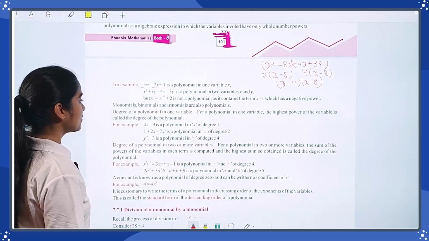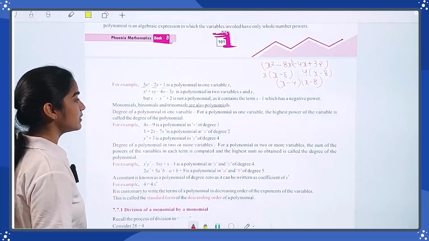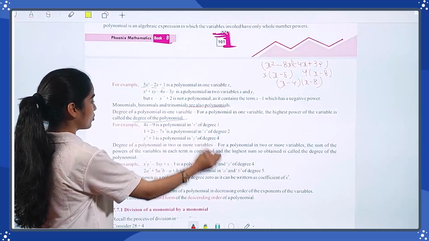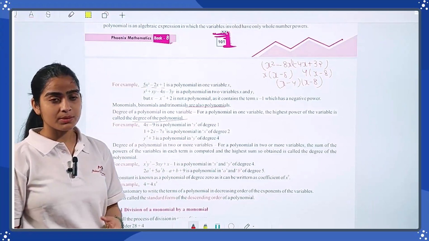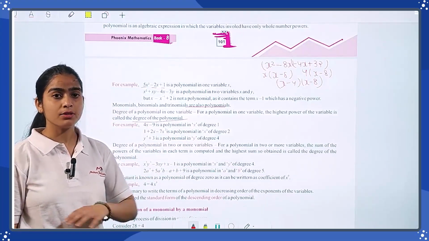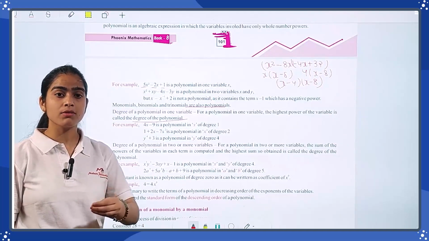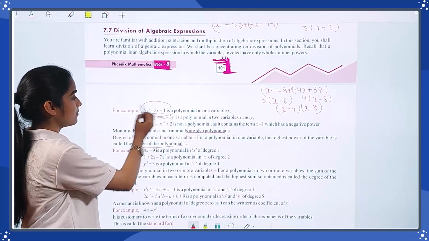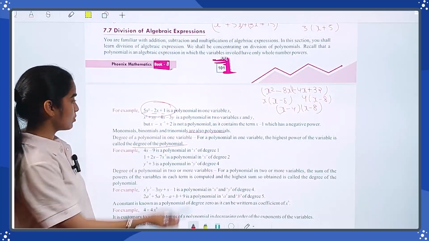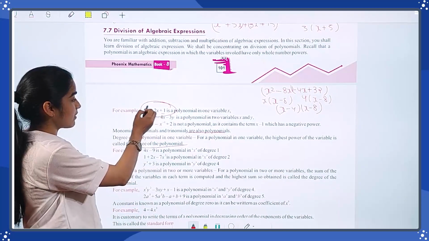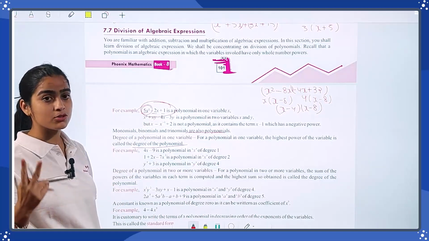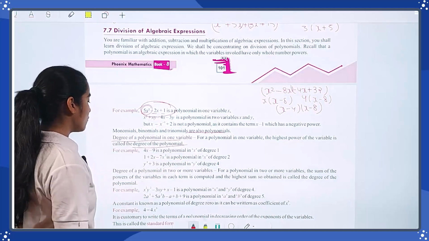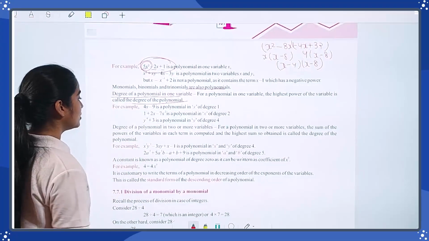Degree of a polynomial in one variable. For a polynomial in one variable, the highest power of the variable is called the degree of the polynomial. For example, you have an algebraic expression with many x terms, but the highest power of x is 3. In this question, 5x square minus 2x plus 1, we have x in this and this, but 5x square has the highest power, which is 2. This is the degree of the polynomial in one variable.